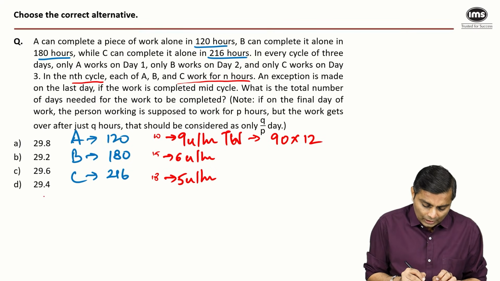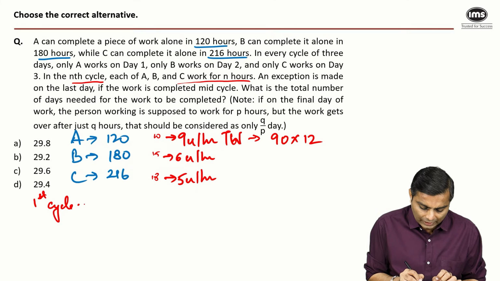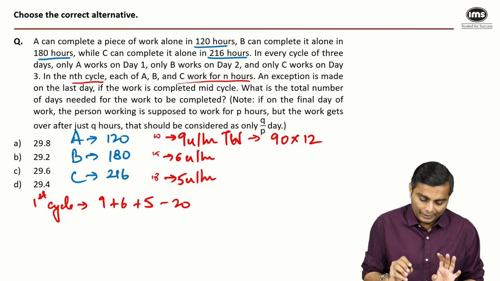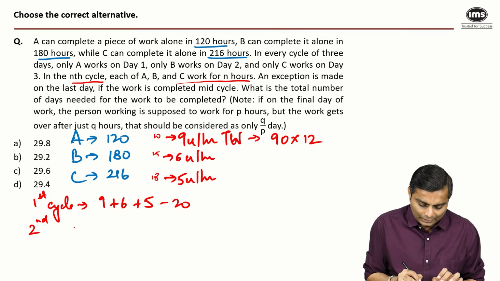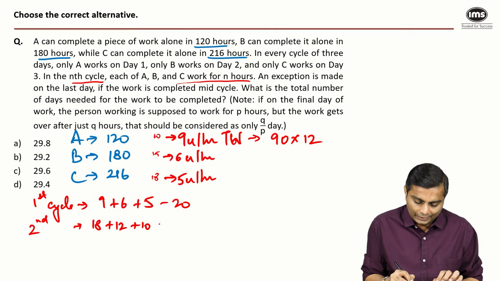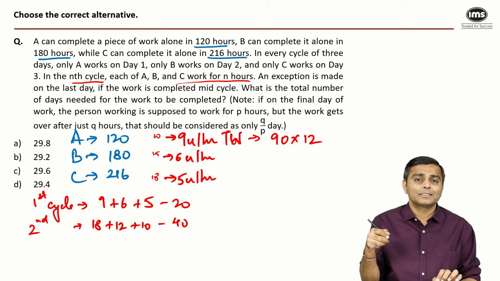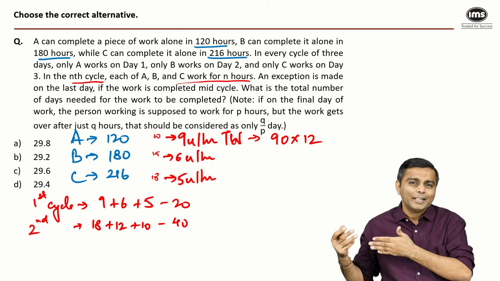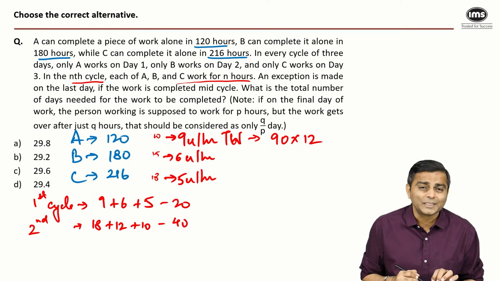So what happens here? If I have to write, let's say, first cycle. In the first cycle, 9 plus 6 plus 5, 20 units. In the second cycle, A is going to work for 2 hours, so 18. This guy 12 and this guy 10. So 30 and 10, 40. So if you see, it is doubling. In the third cycle, it is going to be 3 into 20. So it's going to be 60.